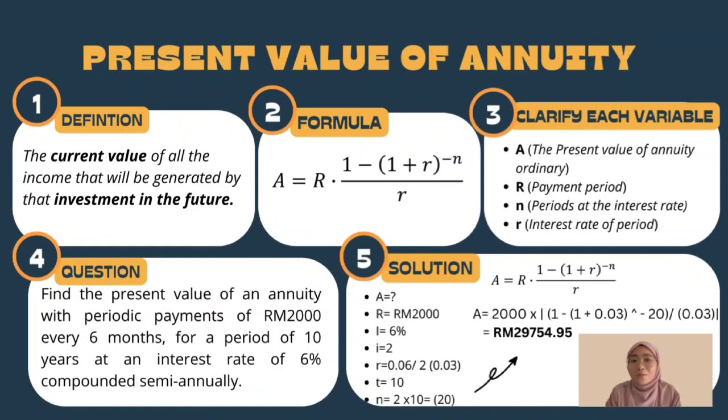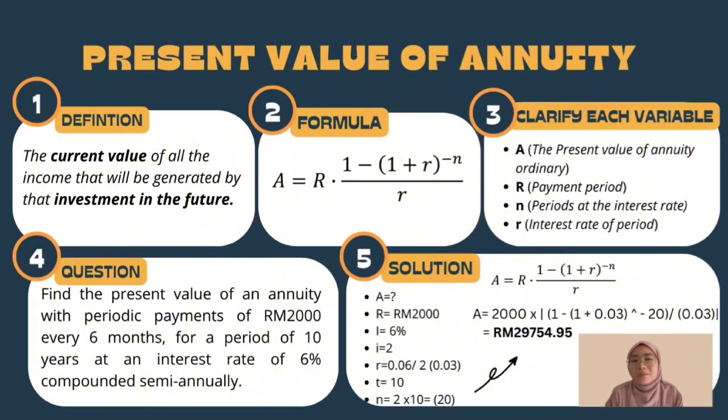In short, we do know how much the payment is today, and they only have the series of payments. From that, we can find the present value of annuity based on this formula, which is A equals R multiplied by 1 minus (1 plus r) to the power of negative N, divided by r. Next, what are the meanings of the terms in this formula? A stands for the present value of annuity ordinary, and there are two types of R, which are capital R and little r. Capital R stands for payment periods, little r stands for interest rate per period, and the last, N, stands for the number of periods at the interest rate.